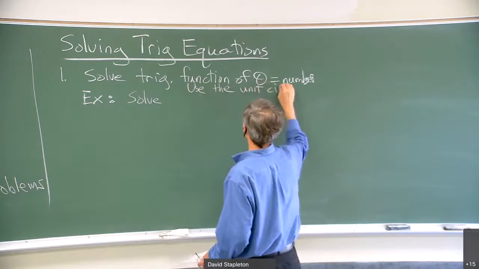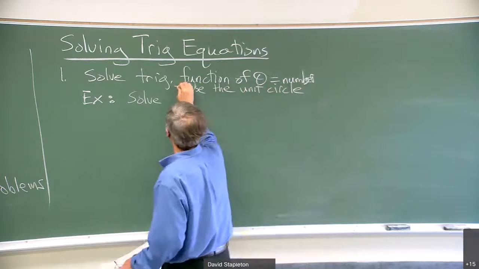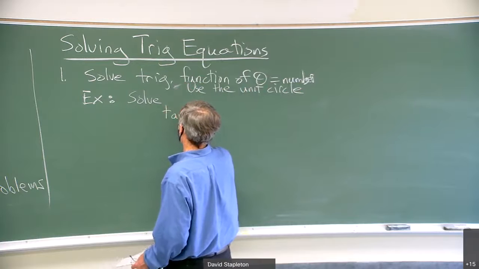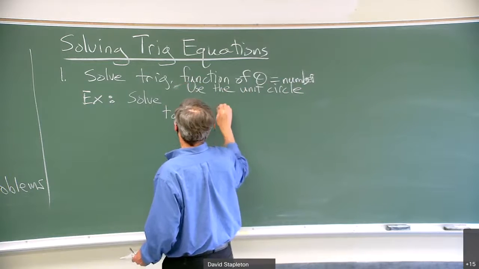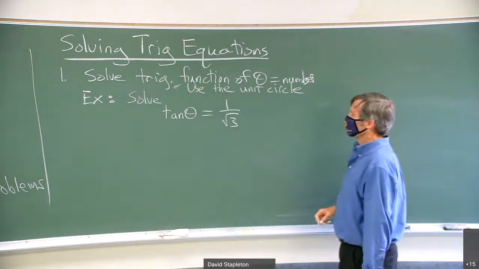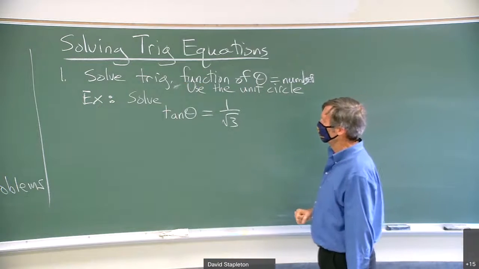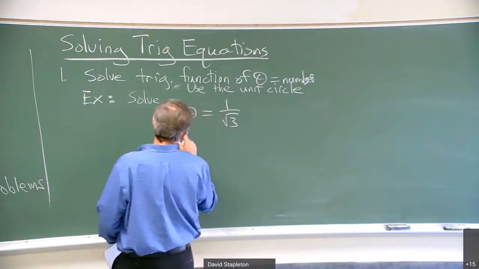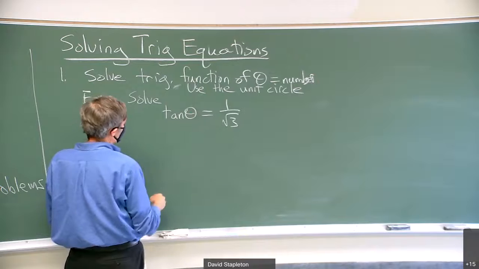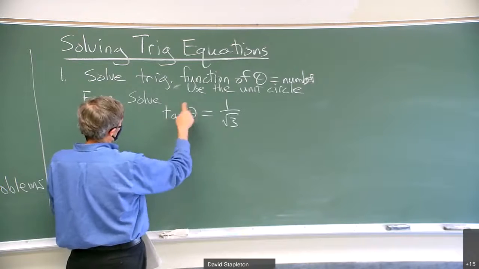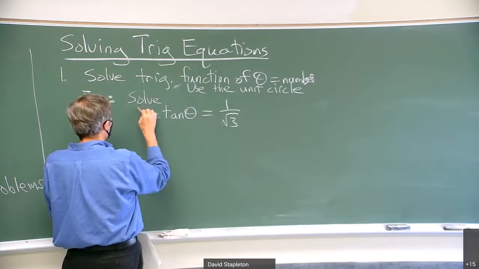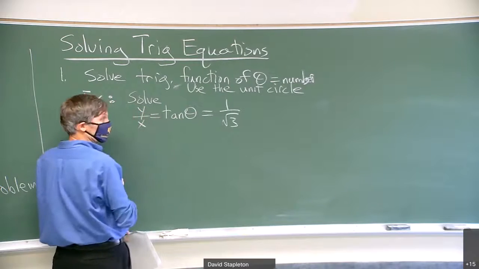As follows. For instance, suppose I want to solve tangent theta equals 1 over square root 3, right? What do I do with that? Well, you first say, remember, tangent theta is the hard case. If it's sine or cosine, then you say, oh, it's the x or y coordinate. I just put the x or y coordinate equal to this number. I can solve it on the unit circle. But tangent is the hard case. We say tangent is defined to be y over x on the unit circle.